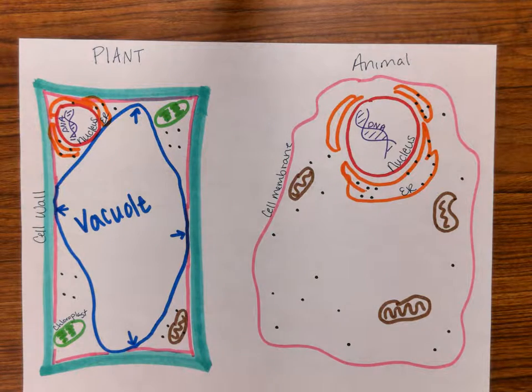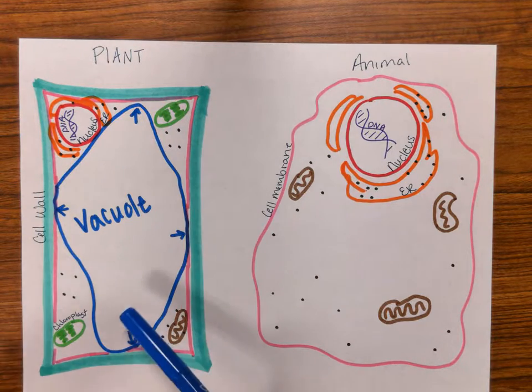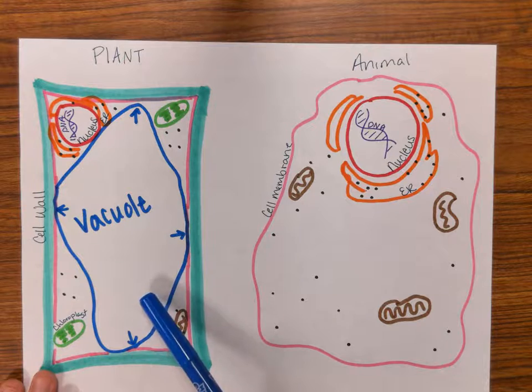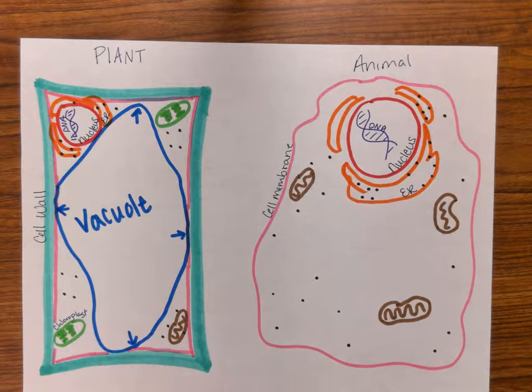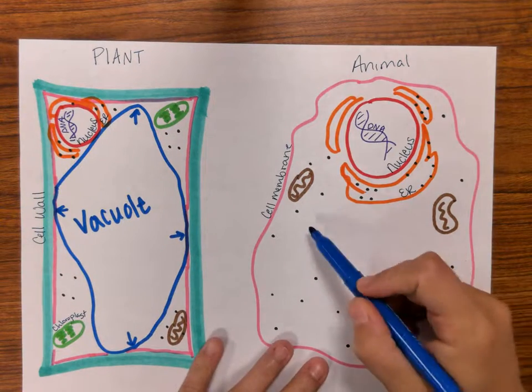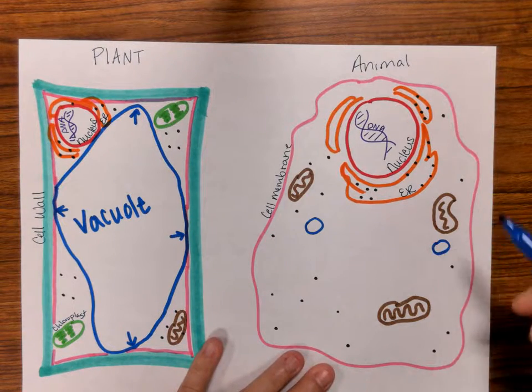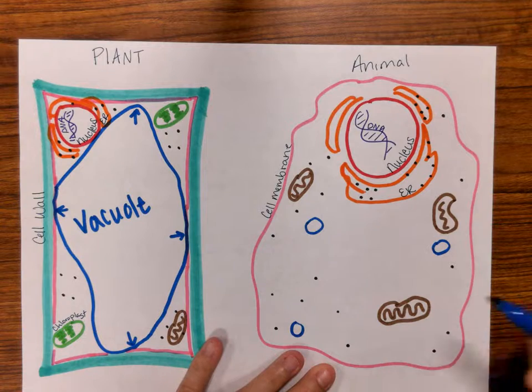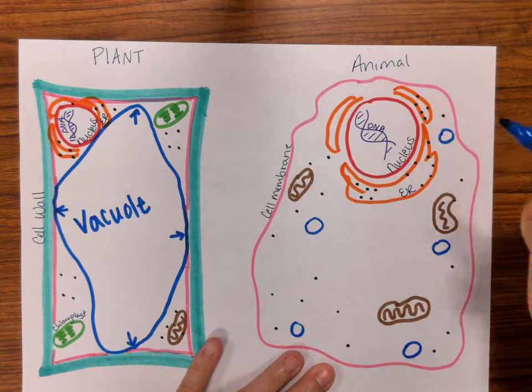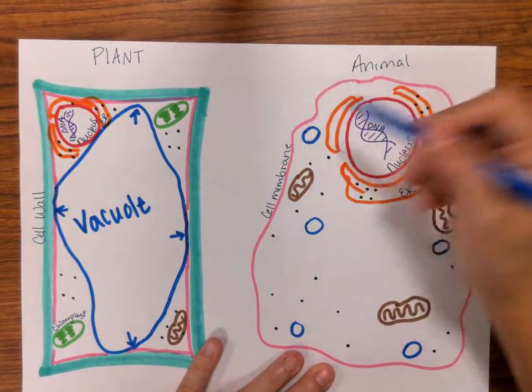Okay, so you'll notice that the plant has a big vacuole. Well, animals, they have small vacuoles. And one vacuole might hold water, one vacuole might carry food, one might carry waste products. They're small and they're scattered throughout the cell.